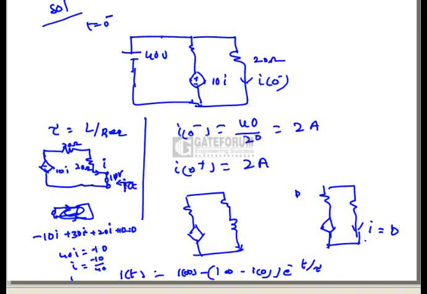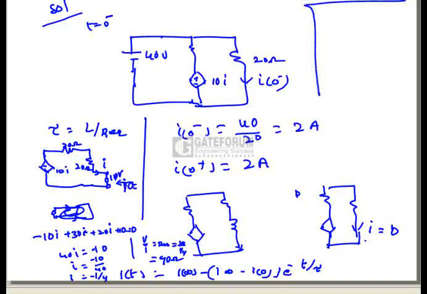That means I equal to minus 1 by 4. Now what is V by I? V by I is nothing but the impedance, that is R equivalent, which is equal to 10 by 1 by 4, since we are applying a voltage of 10. That means 40 ohms is the impedance offered by this network, and we have to find out the final equation.